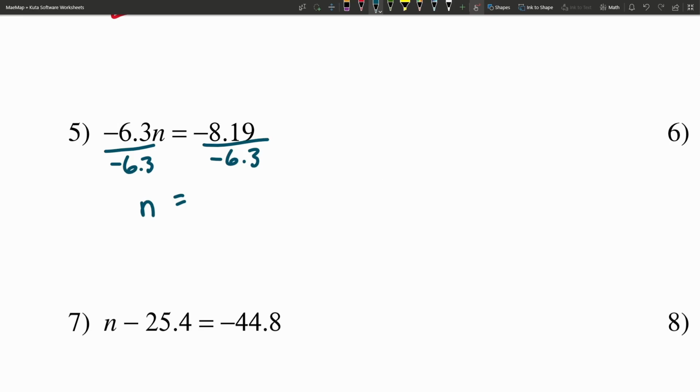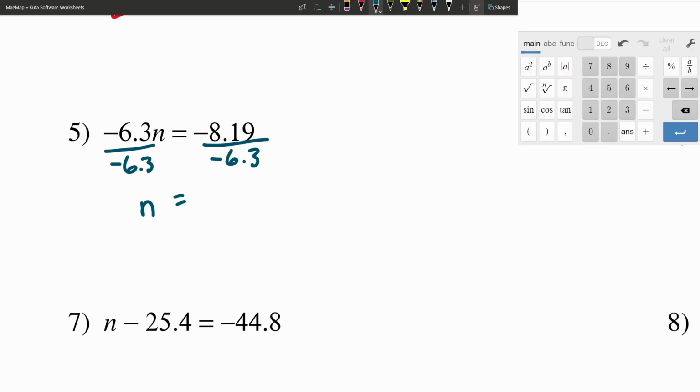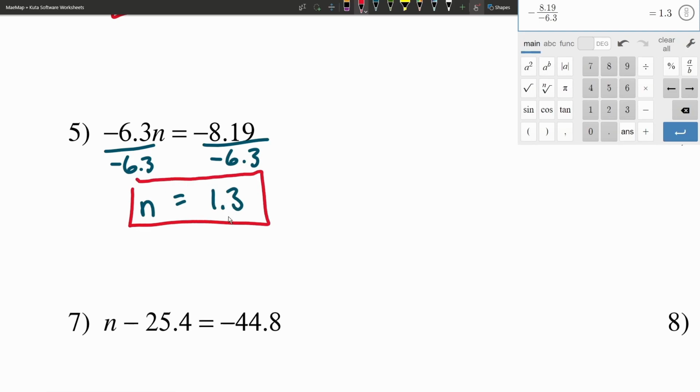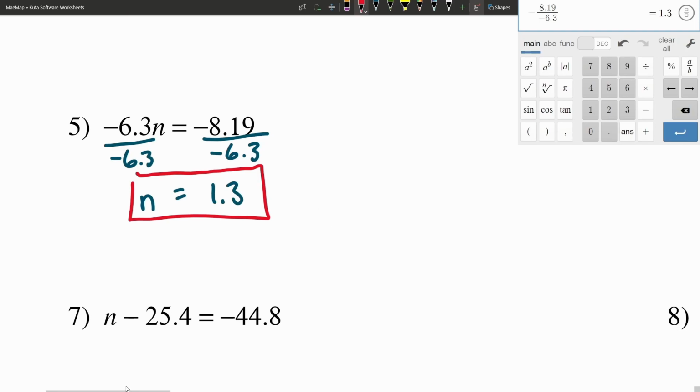The online calculator I like to use is called Desmos, and you can find that scientific calculator. It should be right up here in the right-hand corner of the screen. So we're going to type in negative 8.19 divided by a negative 6.3, and that's going to give us a positive 1.3. Negative over negative is a positive. 8.19 divided by 6.3 is 1.3. So our solution is 1.3. Our variable is 1.3.